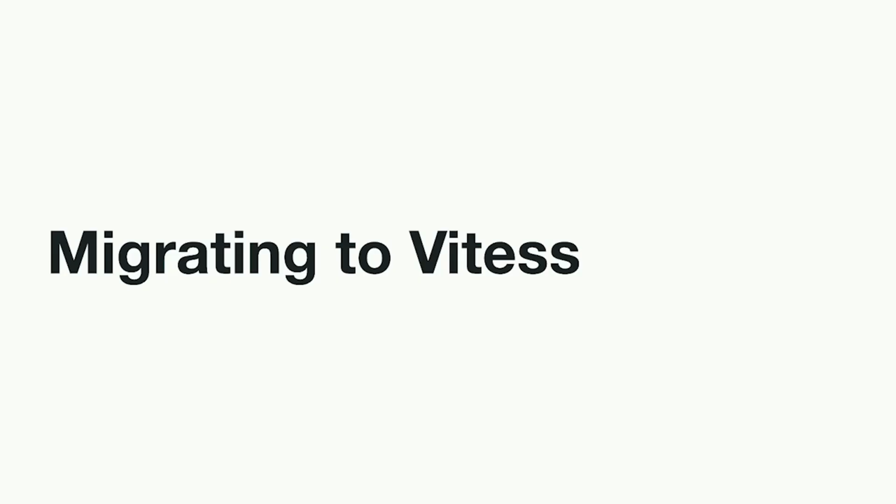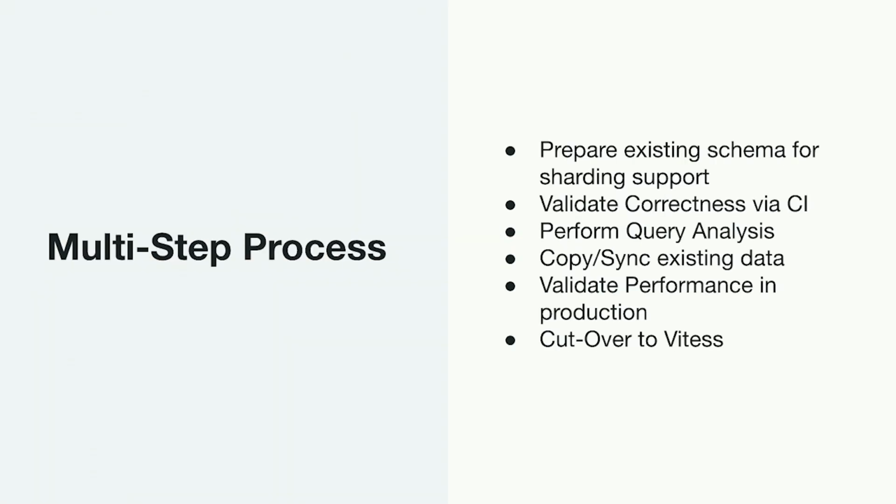Okay, but how did we actually do this migration to Vitess? Migrating to Vitess was a multi-step process, and roughly it consisted of these 6 steps. We prepared the existing schema for sharding support, then validated correctness via CI. We performed query analysis to make sure we don't have any regressions in performance. We copy and sync the existing data into a new cluster, validated performance in production, and then did the final cutover to Vitess. Some of these steps can actually happen in parallel, but for ease of understanding, I'll just go through them one by one.